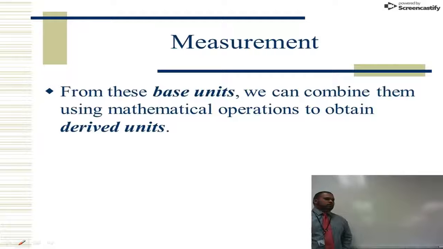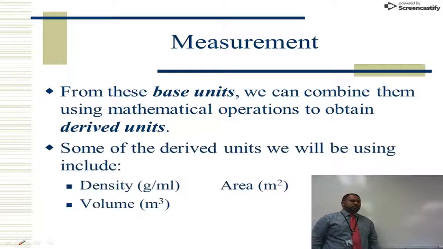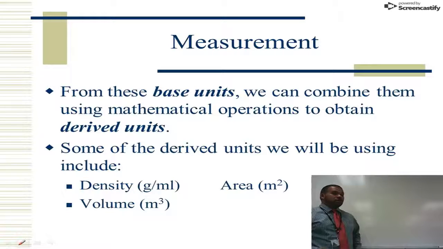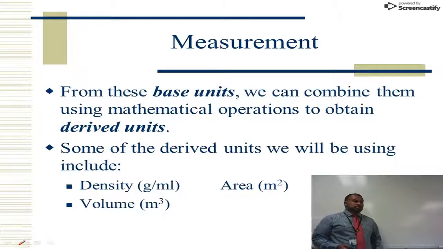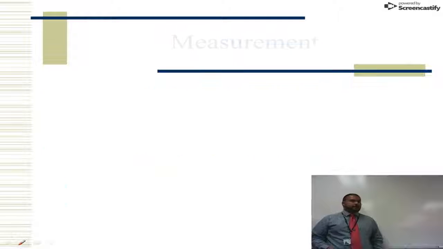So again, we can combine them to do things called derived units. And we'll get into that a little bit more in the physics side of things this semester. So density, which we're going to talk about next week. So that's grams per milliliter. So you've got a solid per liquid. Volume, so you've multiplied distances together, and area, same thing.